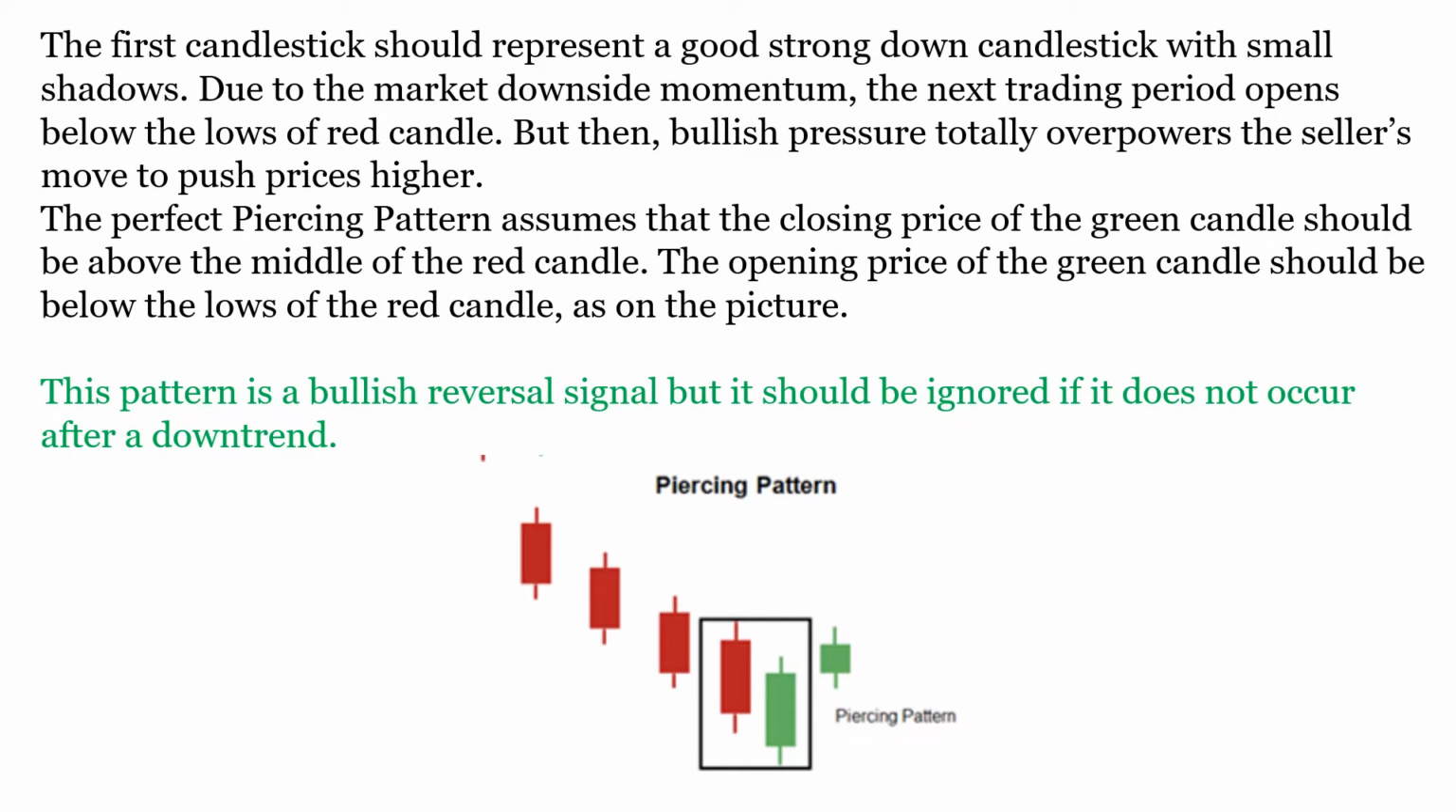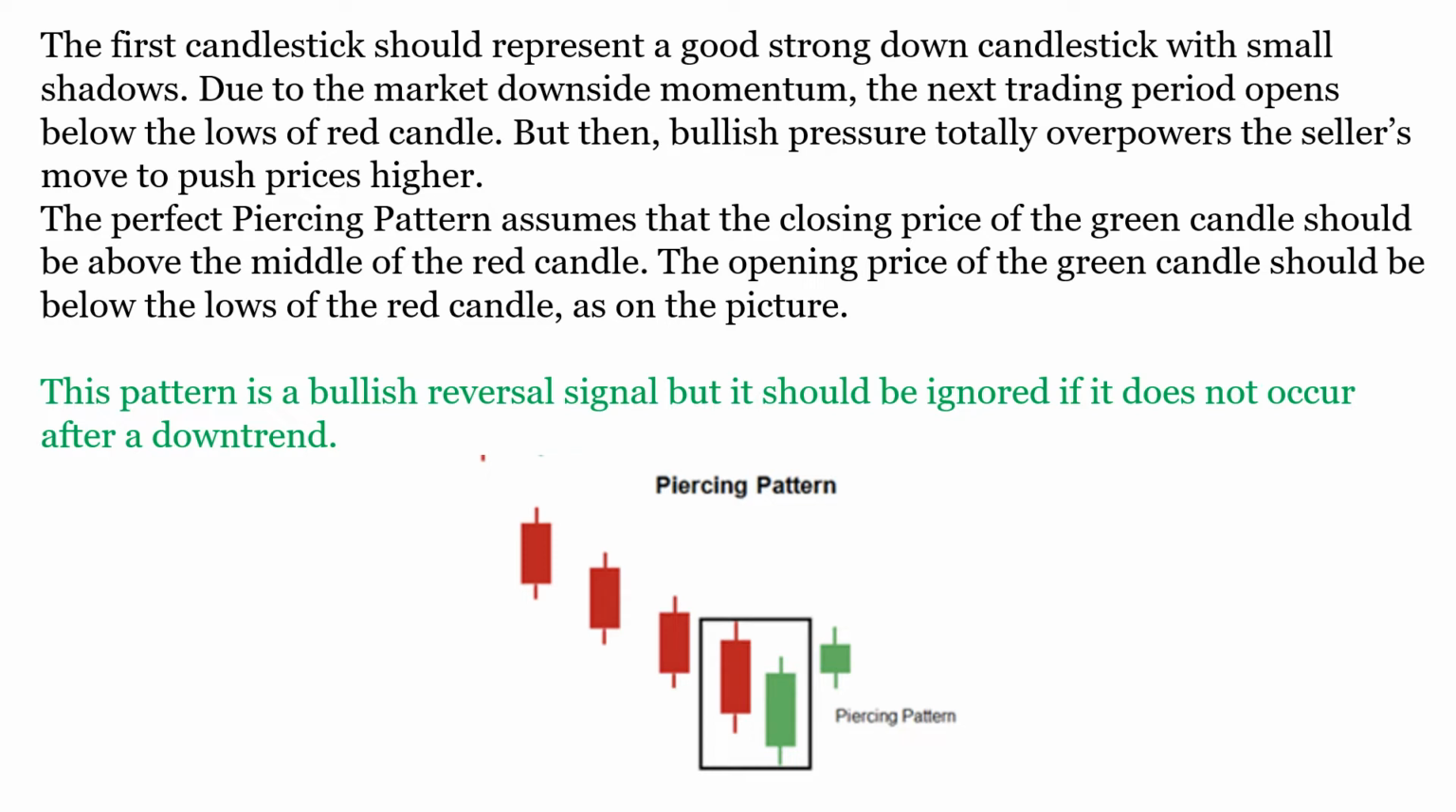The bullish version of the dark cloud pattern is the piercing pattern. Piercing patterns appear after a strong move down and could mark a bottom or appear at a support level. This pattern could give you an early warning about a possible upward retracement or bullish reversal. The first candlestick should represent a good strong down candlestick with small shadows. Due to the market downside momentum, the next trading period opens below the lows of the red candlestick. But then, bullish pressure totally overpowers the seller's moves to push prices higher.